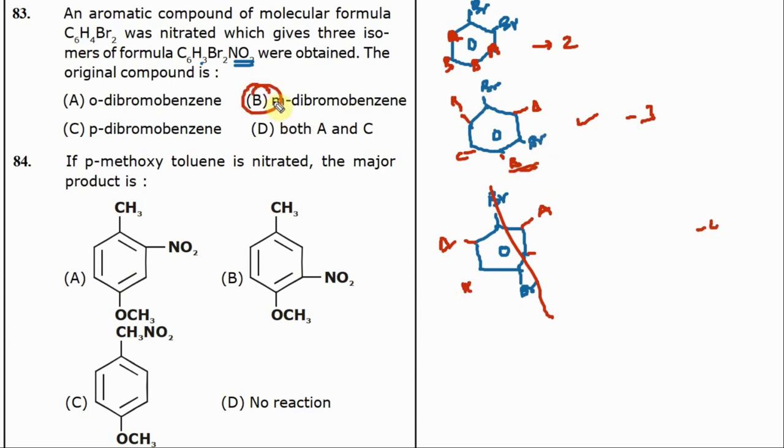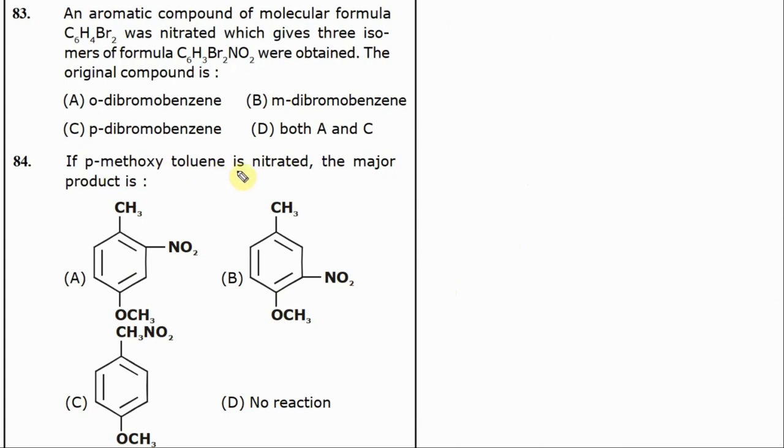metadibromobenzene. Okay. If paramethoxytoluene is nitrated, so this is plus or hyperconjugation. So ortho to OCH3 is beta. You will get this product a little bit, but this is the major product. But this is not going to happen because here you cannot do it.